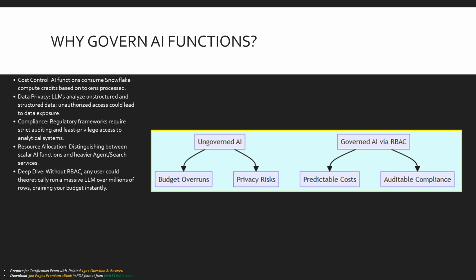This flowchart highlights the stark contrast between ungoverned and governed AI. At the top, ungoverned AI inevitably leads to budget overruns and severe privacy risks. However, by routing your architecture through Snowflake's native RBAC at the bottom, you achieve predictable costs and auditable compliance. It transforms AI from a wildcard expense into a tightly managed enterprise asset.